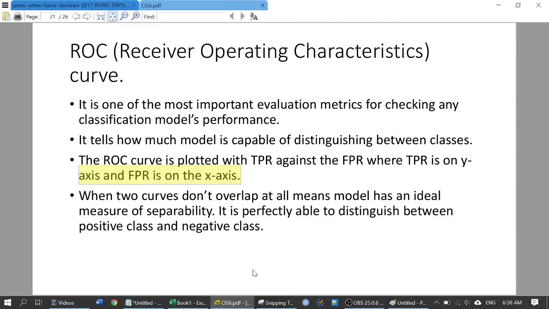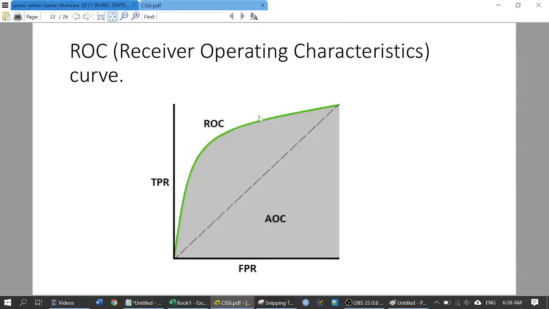And when the two curves don't overlap at all, it means that the model has an ideal measure of separability. It is perfectly able to distinguish between the positive class and the negative class. So here, okay, this is how ROC charts should look like. The dotted line here is actually the baseline.